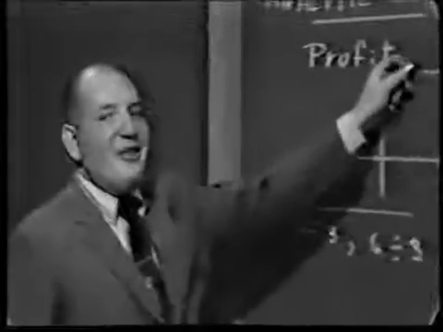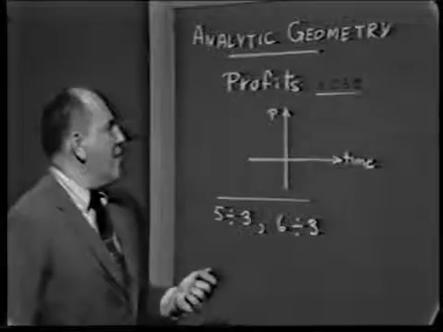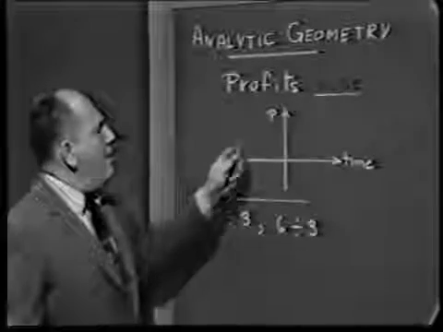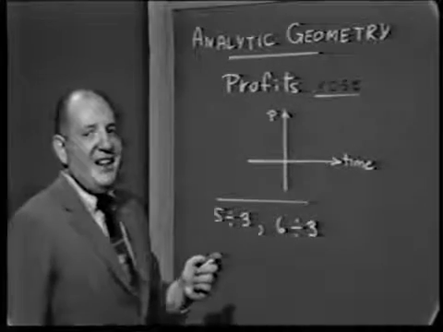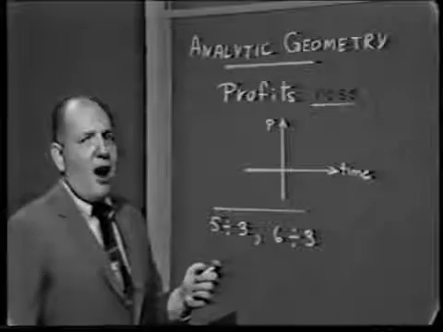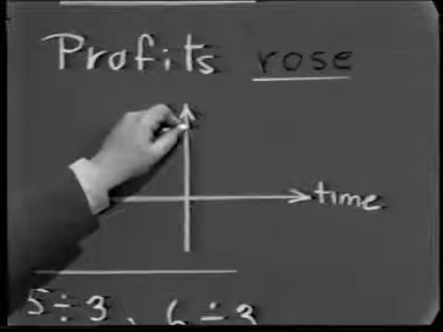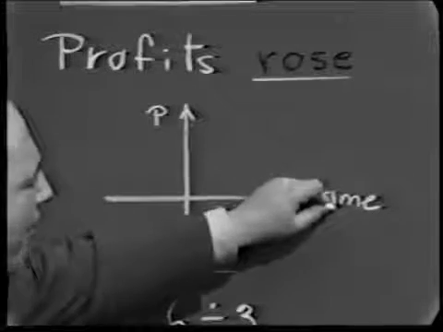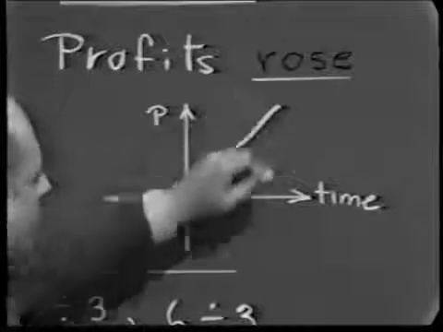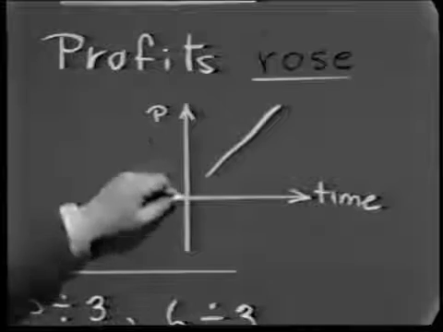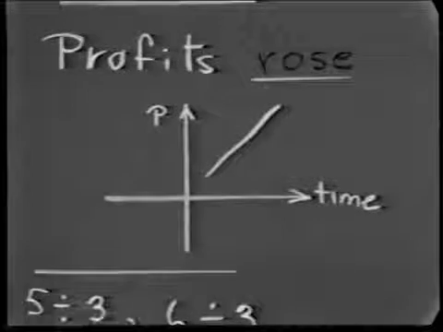Consider, for example, the businessman who says, "Profits rose." Now, profits don't rise unless the safe blows up or something like this. What profits do is they increase or they decrease. The reason that we say profits rise is that when the profits are increasing, if we are plotting profit in terms of time, the resulting graph shows a rising tendency. As the profit increases, the curve rises.